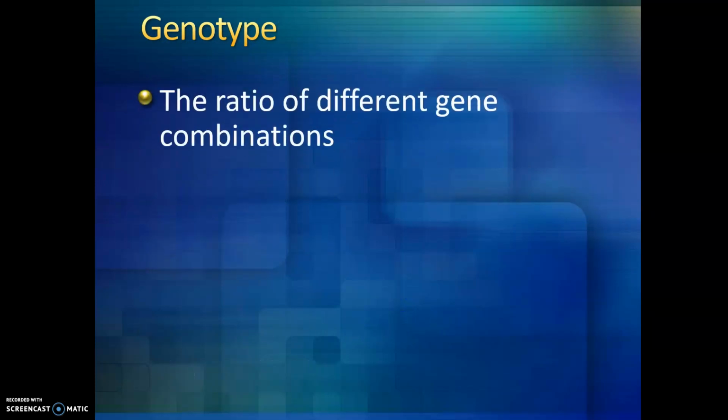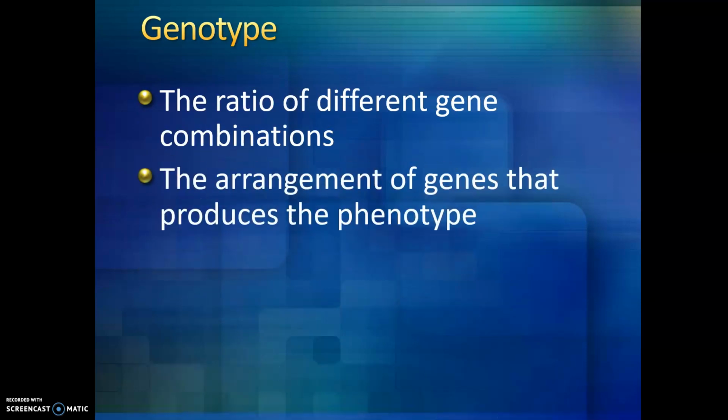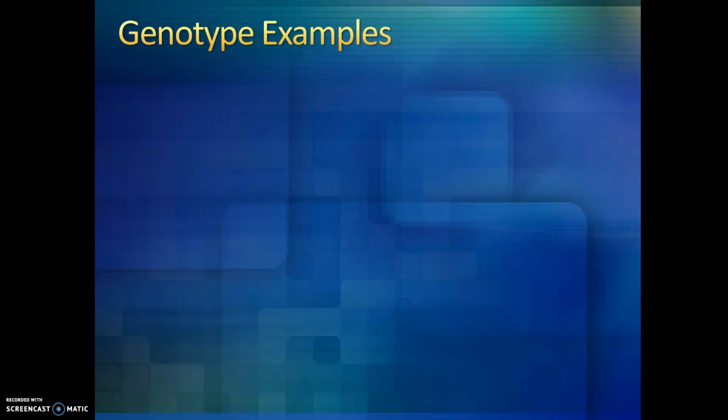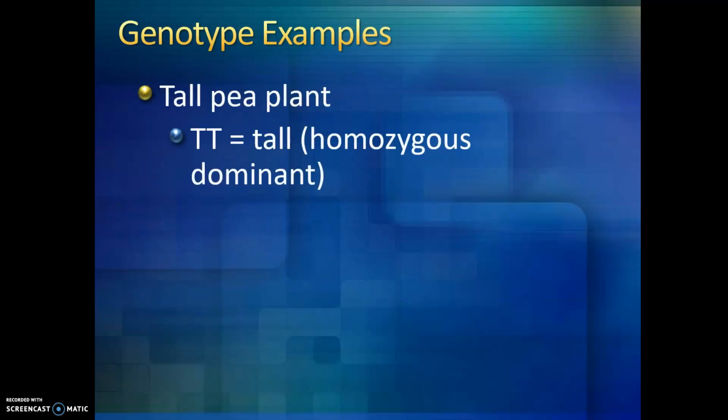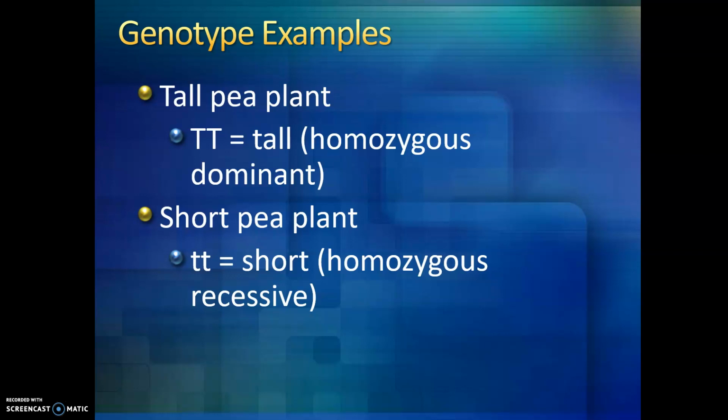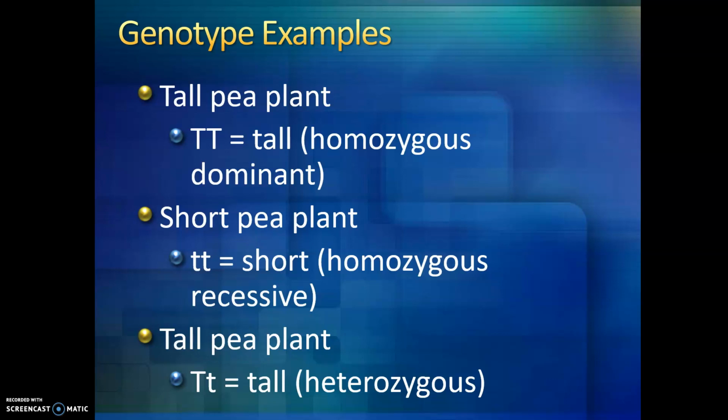The genotypic ratio is the ratio of the different genes in combination, the arrangements of these genes and how they produce the different phenotypes. So here are some examples of genotypes you could get. Remember, genotype is looking at genes. Phenotype is the physical characteristic. So is it tall or is it short? That's a phenotype. A genotype is two big T's or big T, little t. Two big T's is homozygous dominant. A short pea plant would have to be homozygous recessive, which is little t, little t. And if you want a tall pea plant that's heterozygous, it would be big T, little t.